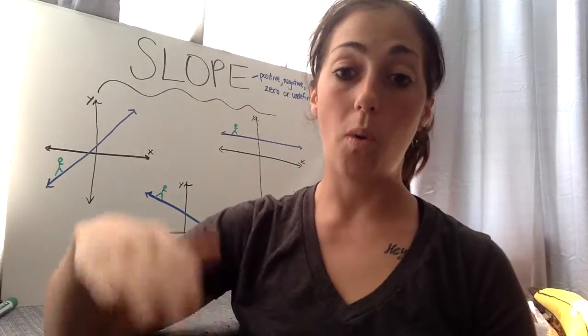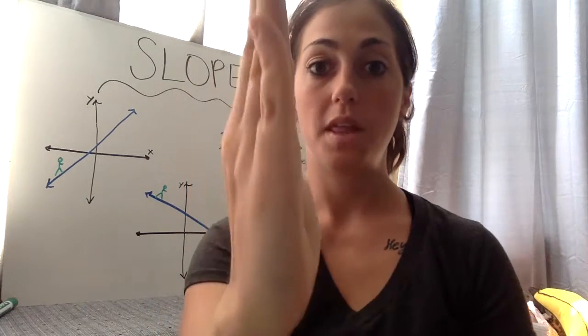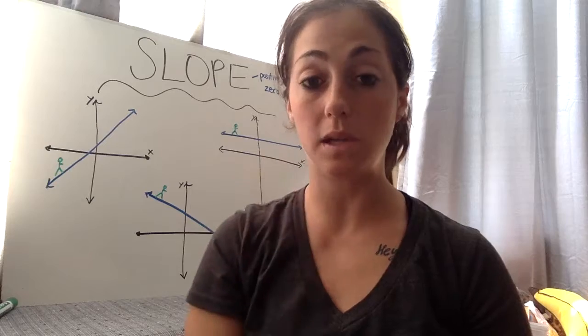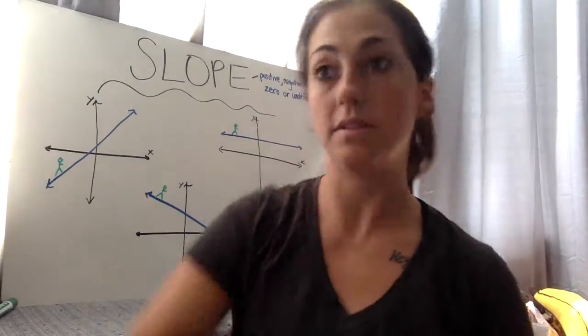That would be 0. Or there's such a thing this way, straight up and down like a pencil. That would be an undefined slope. It's not a defined slope.